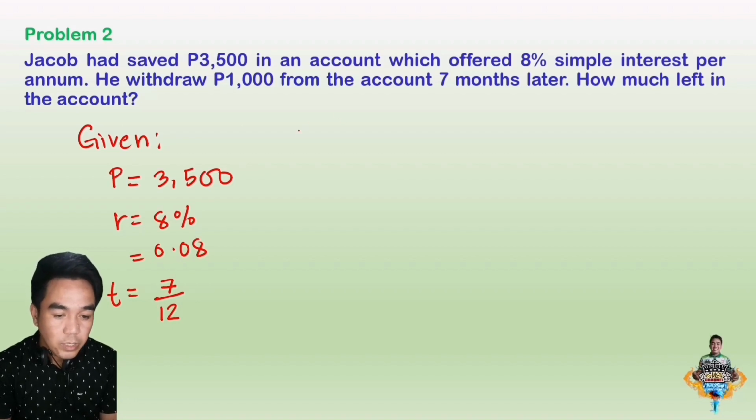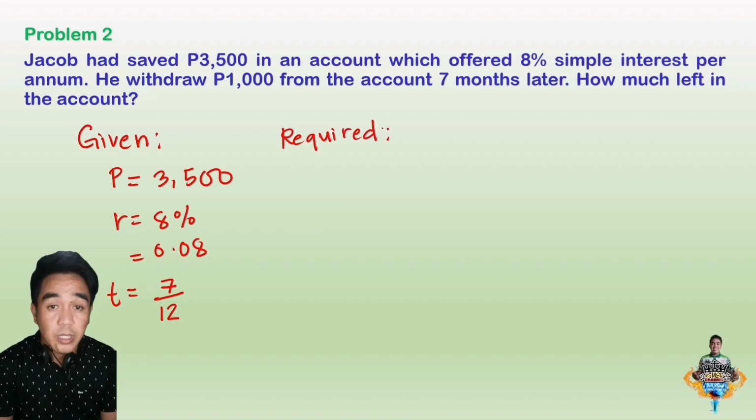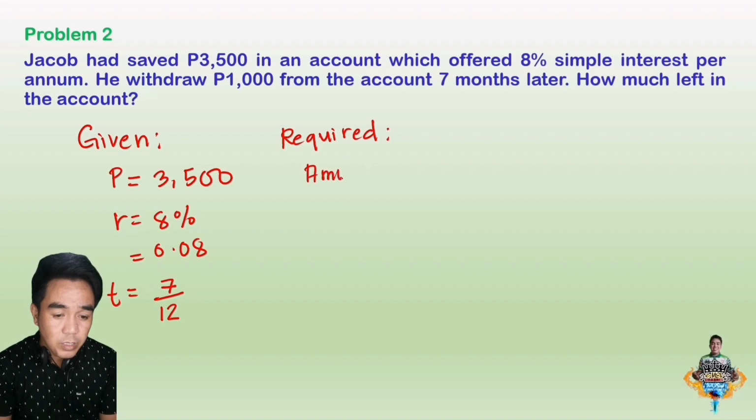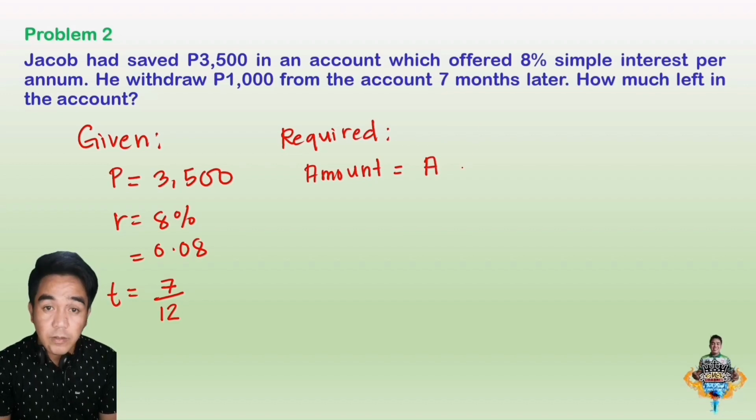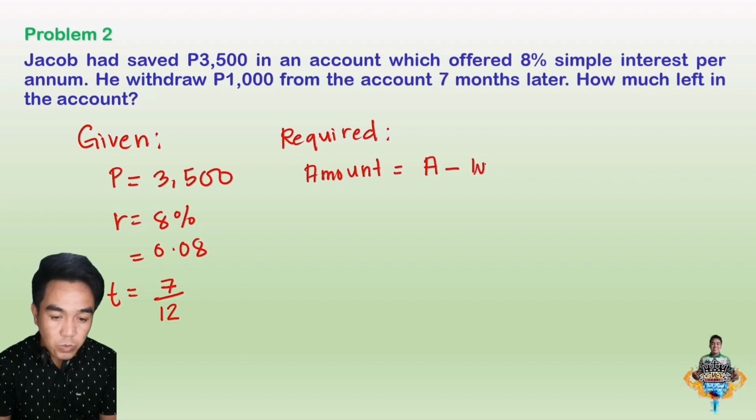Then, what is asked in the problem is how much is the amount left in the account. So we're going to put it here as the amount is equal to the accumulated value minus the withdrawal, which is 1,000. Okay, let's have now the solution.